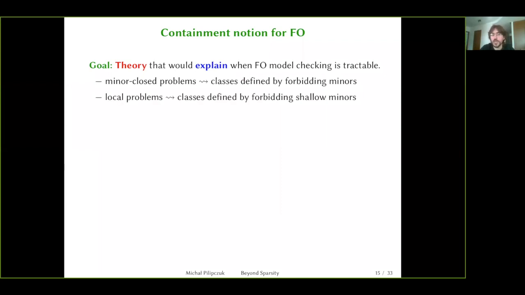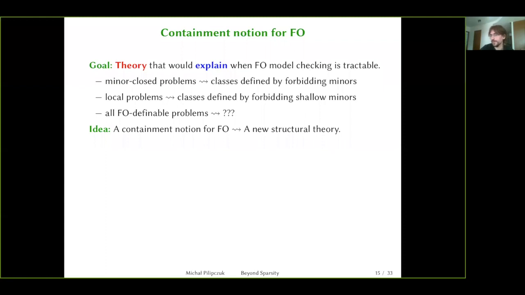If we are looking at local problems on sparse graphs, we are looking at those classes defined by forbidding shallow minors, because the shallow minors really capture the essence of local modifications in the graph. So what should we choose if we want to study all FO definable problems? We should choose classes that are defined using some sort of containment notion that is suited for first-order logic in general, right? So we would like to devise a new containment notion for FO definable problems and start to build a structural theory around it. And this notion will be called FO transductions.